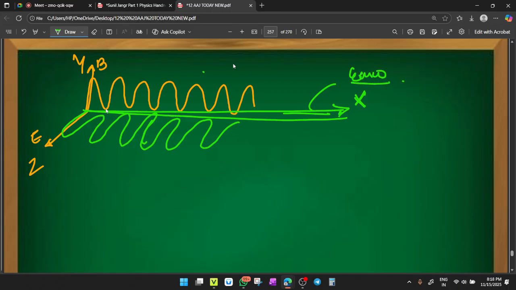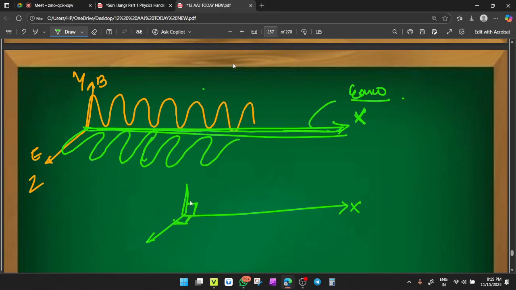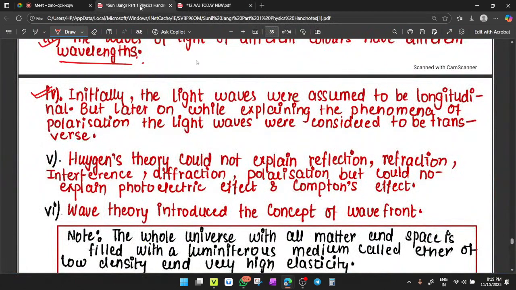So later on it was discovered that the direction of the electromagnetic wave is perpendicular to the direction of vibration. You see, the direction of propagation is the x-axis and the direction of vibration is the y-axis and z-axis, that is perpendicular to both of them. Clear? So it was established that light is transverse in nature.